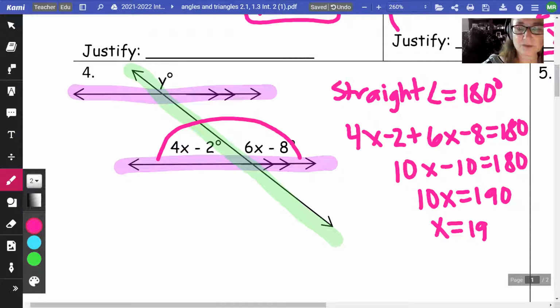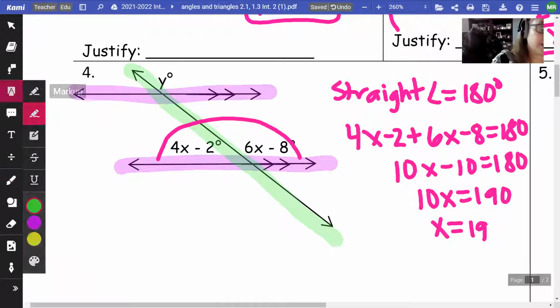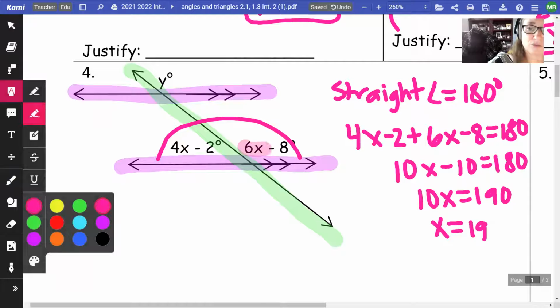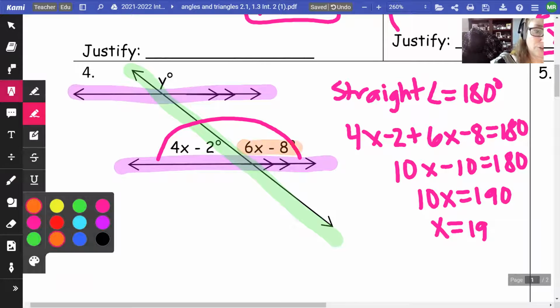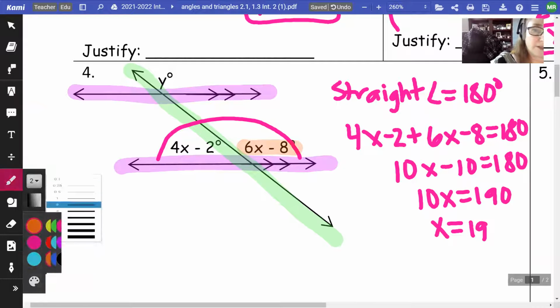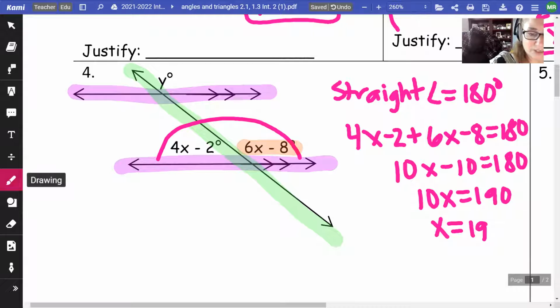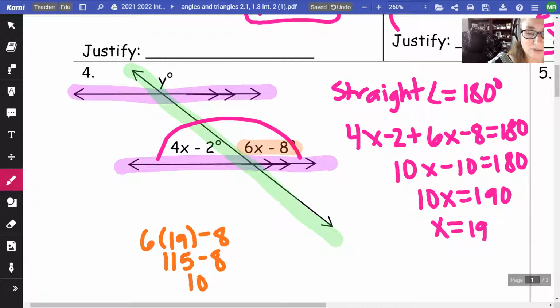Now, what I'm going to do is I'm going to put 19 in to this equation right here. Not equation, but that expression. Let me change the color. Let me do it in orange. Okay. So I'm just going to do the math down here. So I'm going to go 6 times 19 minus 8. So I'm going to get 107 here. Okay, I'm going to get 107.